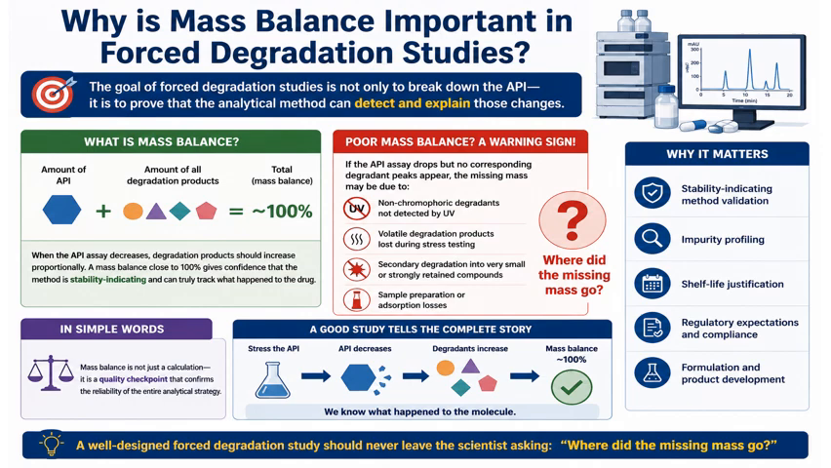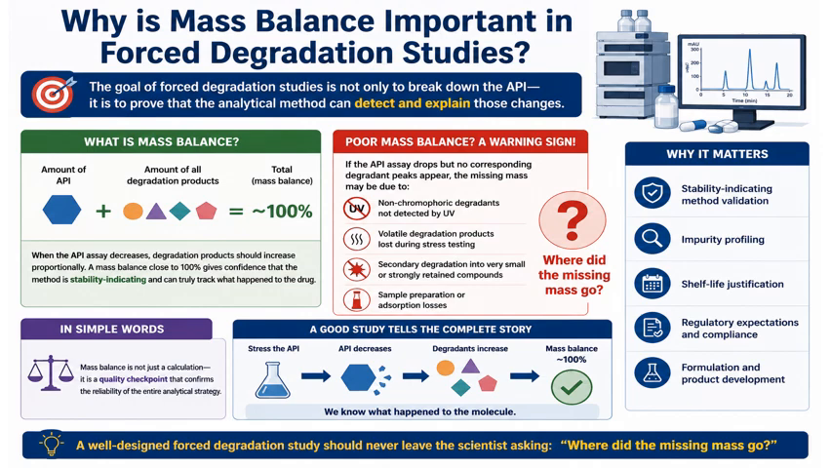Poor mass balance may occur if the API assay drops, but the corresponding degradant peaks do not appear. The missing mass may be due to non-chromatographic degradants, which are not detected by UV. There may be volatile degradation products which are lost during the stress testing, secondary degradation into small or strongly retained compounds, and sample preparation or adsorption losses. All these things are related to not getting the mass balance. That's why your mass will be missing.